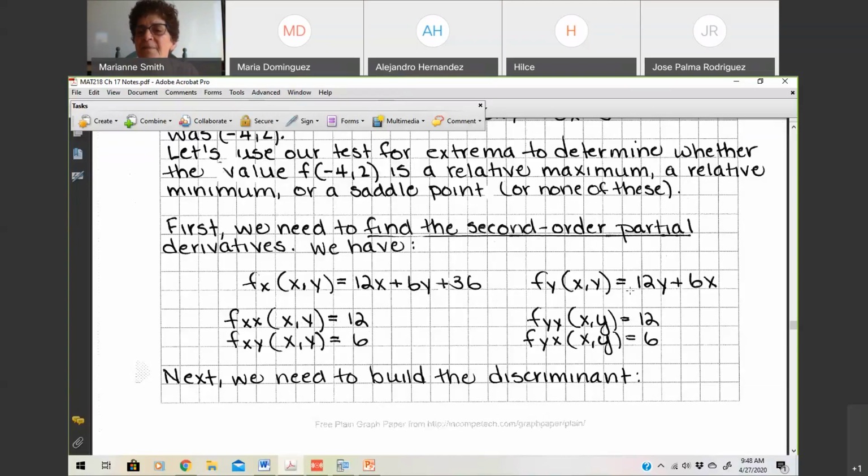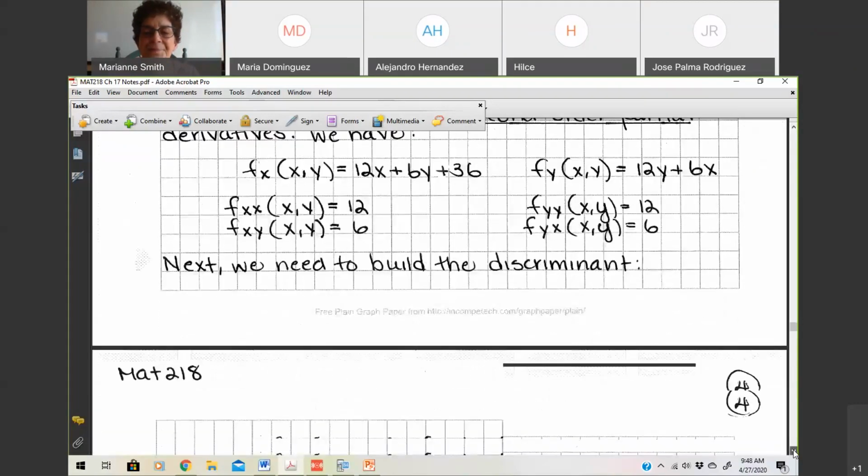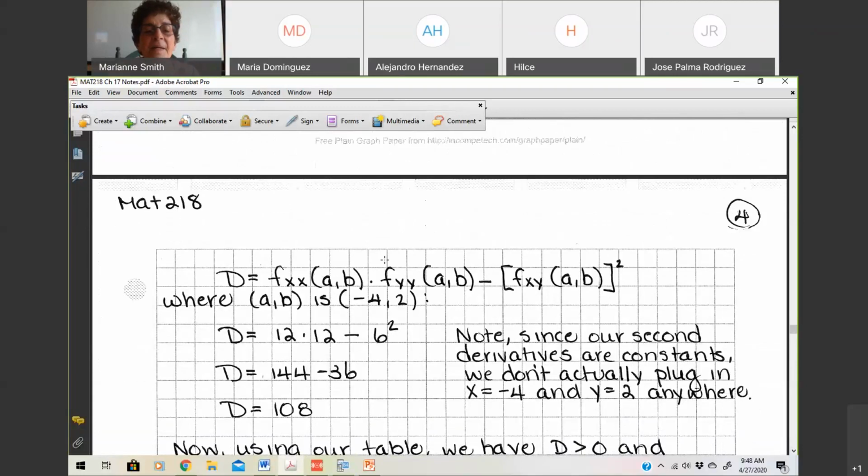All right, here's my first derivative with respect to Y. If I differentiate this again with respect to Y, I get 12. If I differentiate it with respect to X, I get 6. Now let's build the discriminant. It's the second derivative with respect to X. I can't plug this in anywhere. My second derivative was a constant 12, so I'm just writing the 12.